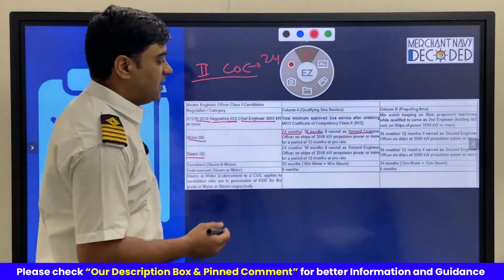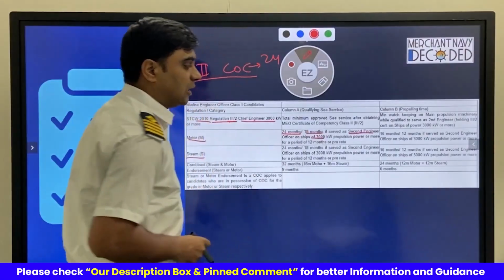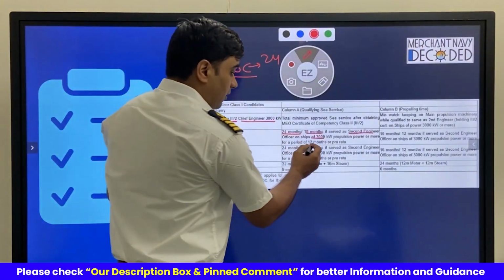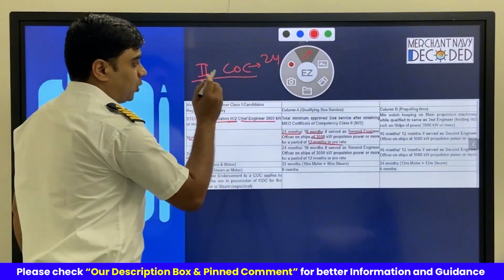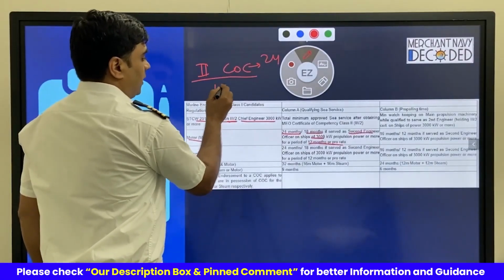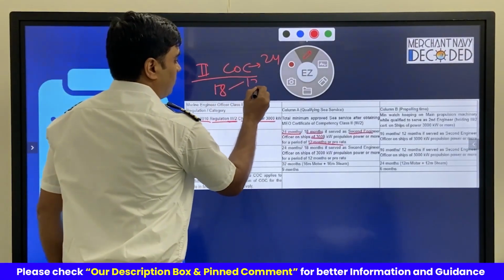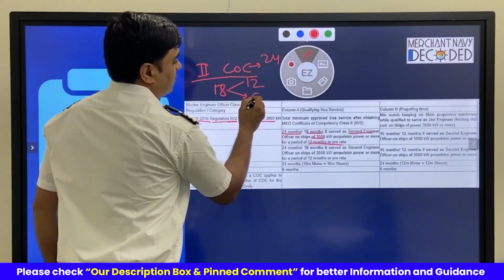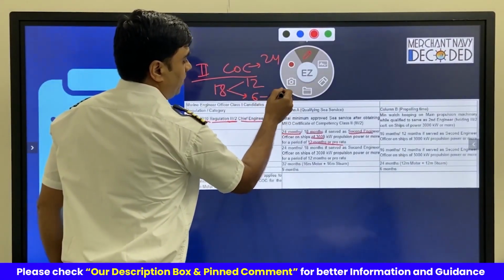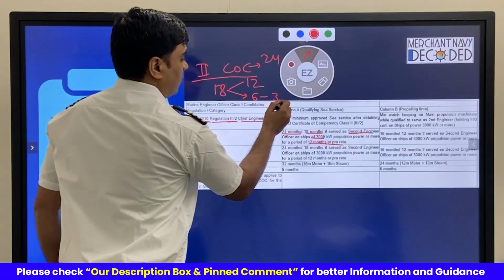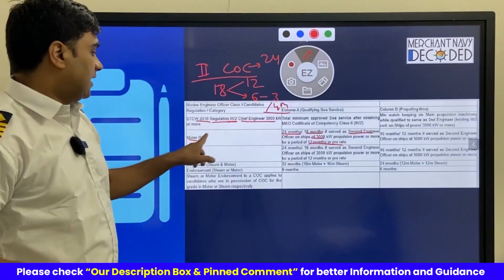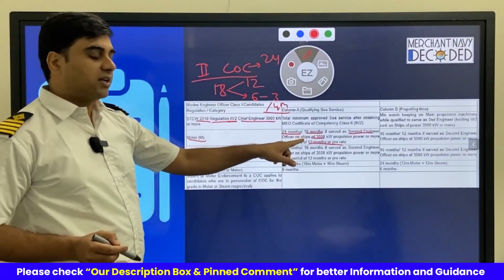However, when will the 18-month criteria be applicable? If you have sailed as second engineer officer, again on a 3000 kilowatt propulsion ship, for more than 12 months pro rata. That means you have done a total of 18 months. Out of that, 12 months was as second engineer and another 6 months could be as third engineer or fourth engineer also. So, clear? That one is applicable in the case of motor ships.